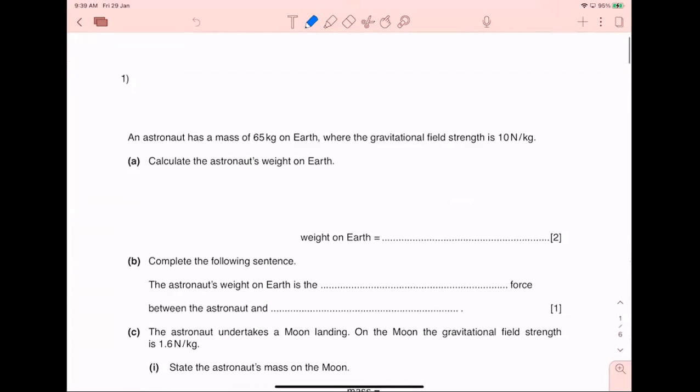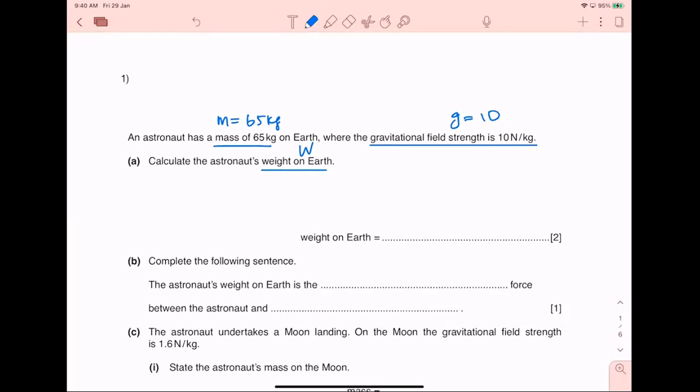They ask you: an astronaut has a mass of 65 kilogram on Earth, where the gravitational field strength is 10 Newton per kilogram. You have to calculate the astronaut's weight on Earth. You know already the mass is 65 kilogram, and they give you the gravitational field strength, so g is equal to 10. And they ask you to find weight. So how to find this?